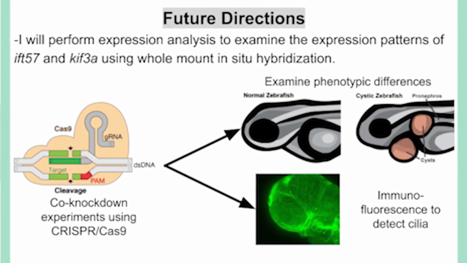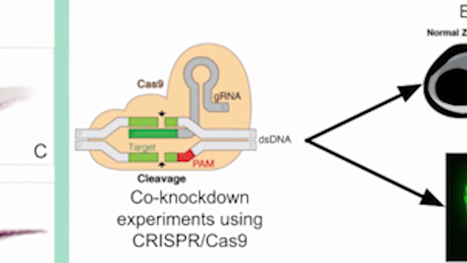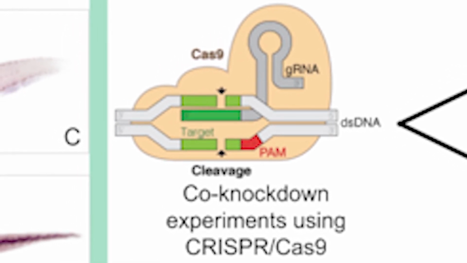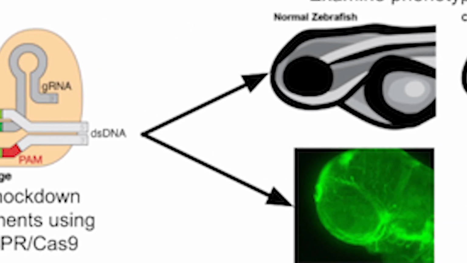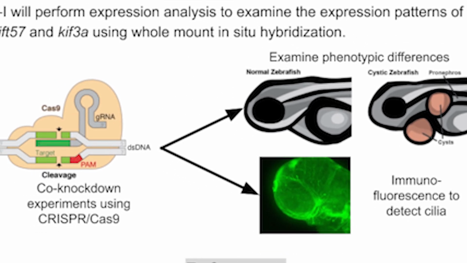To test the synergy of these genes, several co-knockdown experiments using CRISPR-Cas9 gene knockout technology will be conducted in different combinations of the three genes to determine if progressive severity of the cystic kidney and disrupted cilia phenotypes occur in the embryo by comparing them to the wild-type data we have presented here.